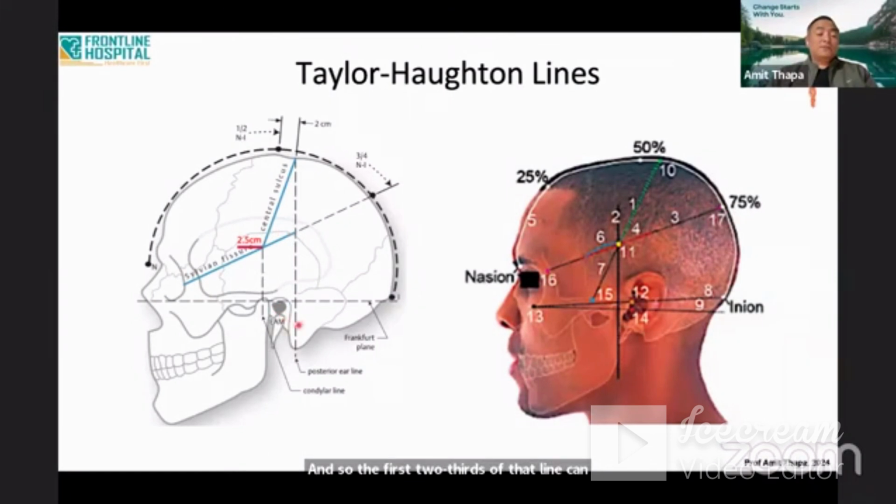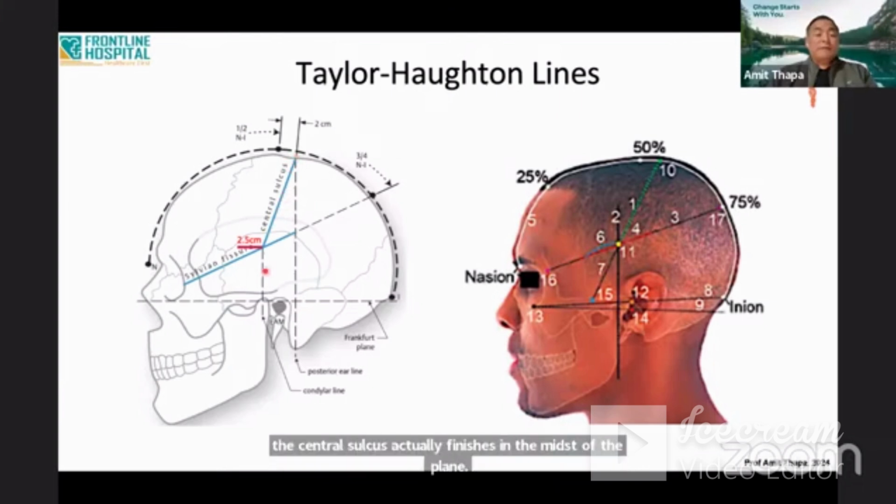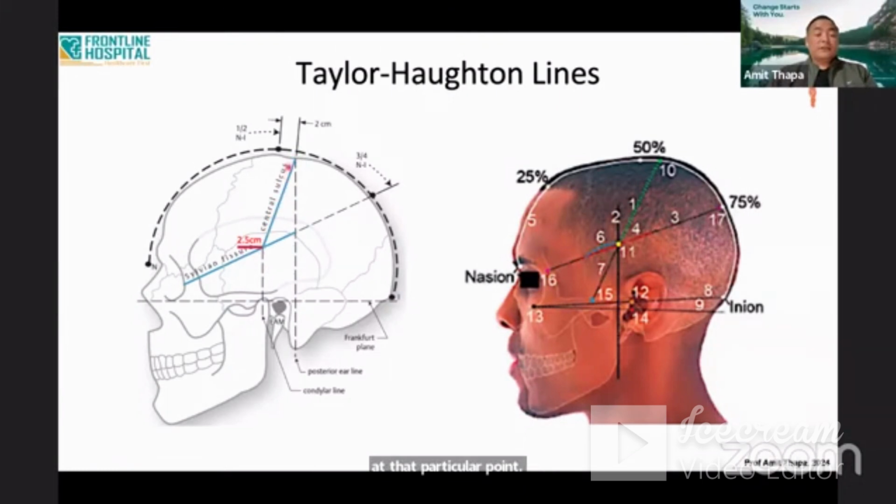Now, the other 2 lines which are important for us to understand is the posterior ear line, which comes from the mastoid tip and goes perpendicular to the Frankfurt plane and hits 2 centimeters behind the midpoint of the Taylor-Haughton line. Well, that actually makes the point of the superior Rolandic point, or SRP, and actually tells you that the central sulcus finishes in the mid-sagittal plane at that particular point. And where it hits the sylvian fissure, it is actually a localization for the central sulcus.